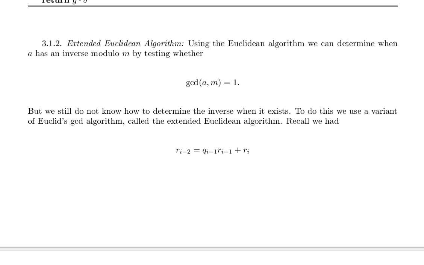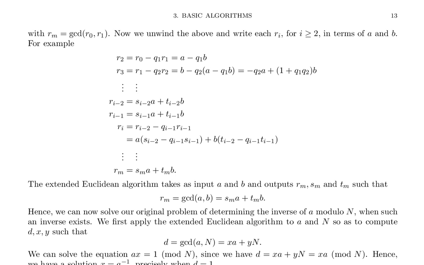To do this, we use a variant of Euclid's greatest common divisor algorithm, called the extended Euclidean algorithm. Recall, we had r_{i-2} = q_{i-1} r_{i-1} + r_i, with r_m equal to the GCD of r_0 and r_1. So r_m is the greatest common divisor of r_0 and r_1. Now we unwind the above and write each r_i for i greater than or equal to 2 in terms of a and b.